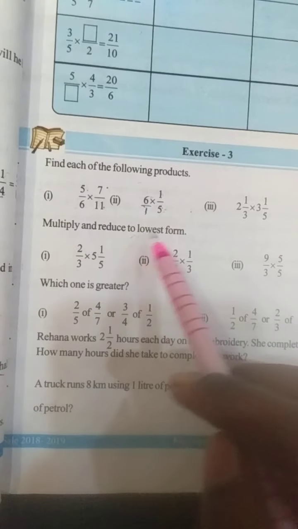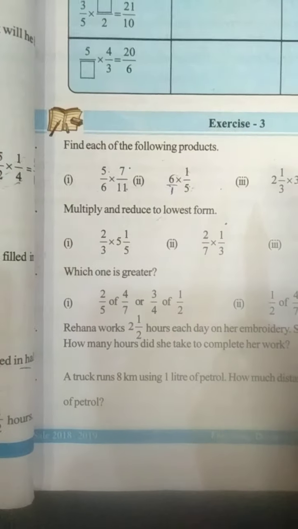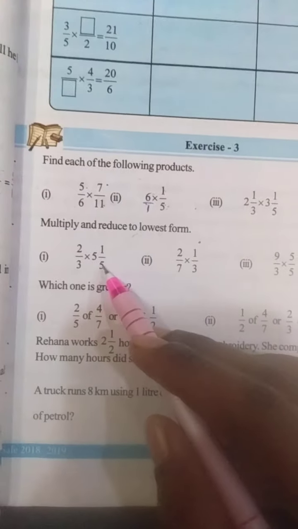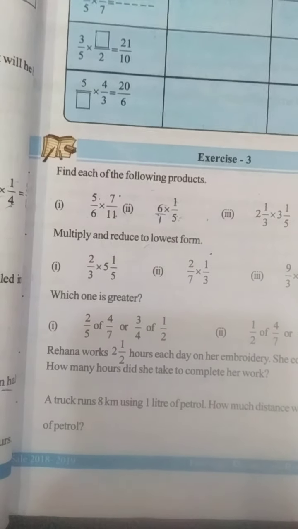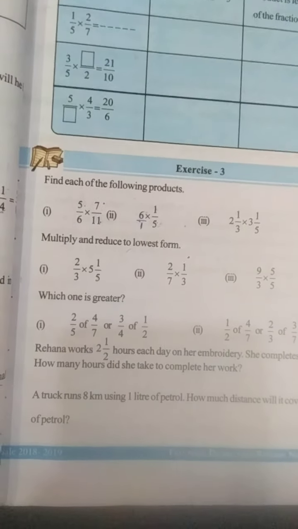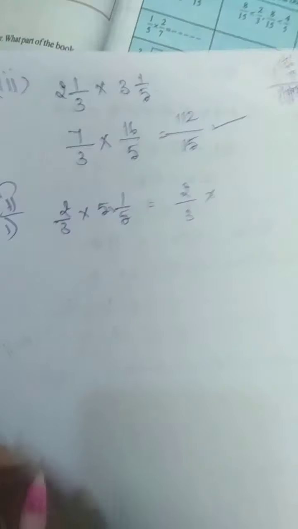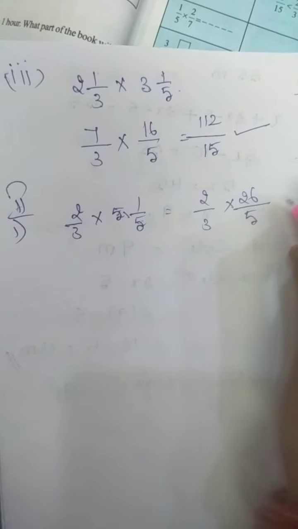Next, multiply and reduce to lowest form. Okay, what you have to do is multiply and reduce to the lowest form. See here 2 by 3 is there. In the second bit, first one, 2 by 3 into 5 into 1 by 5. First convert into an improper fraction. Okay, 2 by 3 into 5 5s are 25, 25 plus 1 is 26 divided by 5. Now multiply. Okay, what will you get? 26 2s are how much? 52, 52 divided by 5 3s are 15.